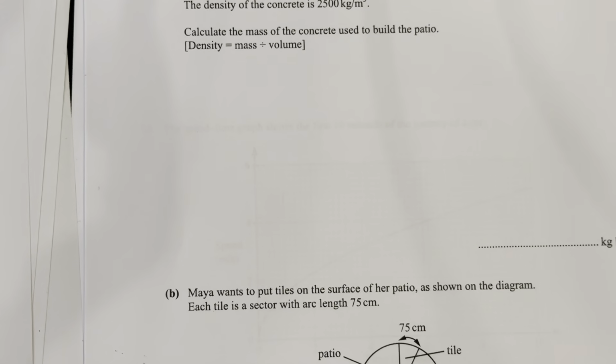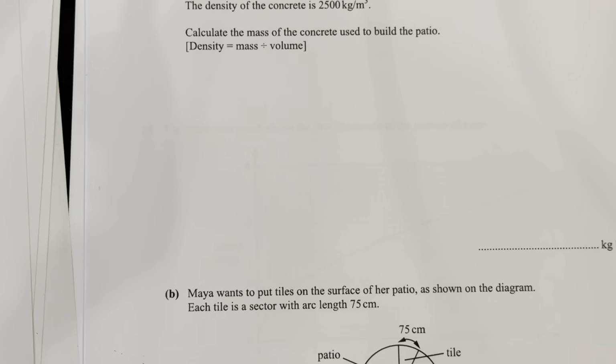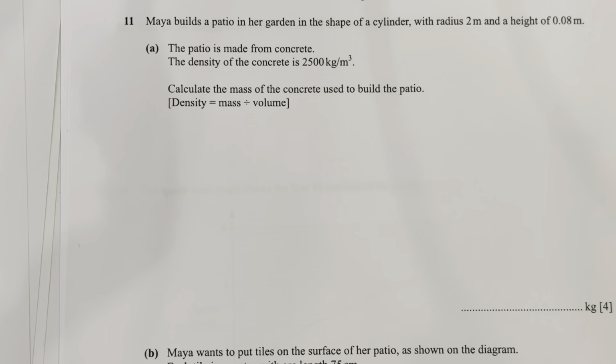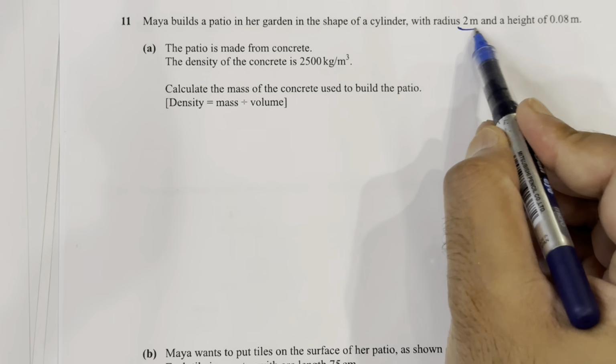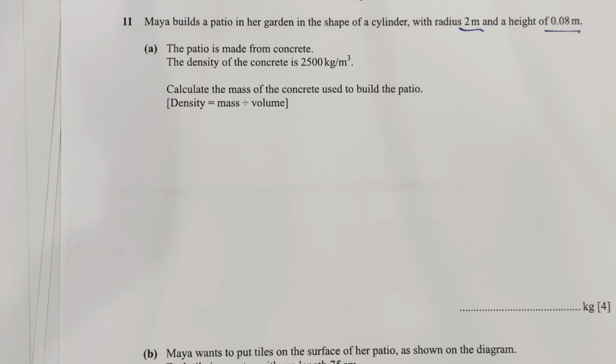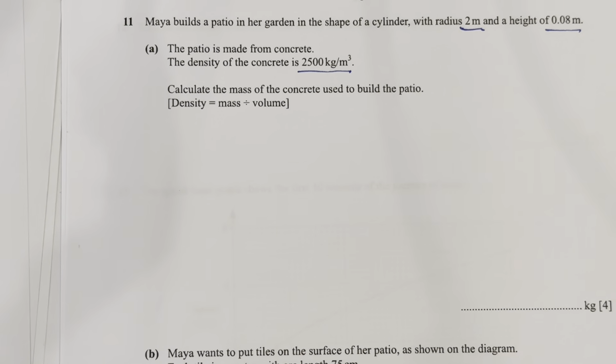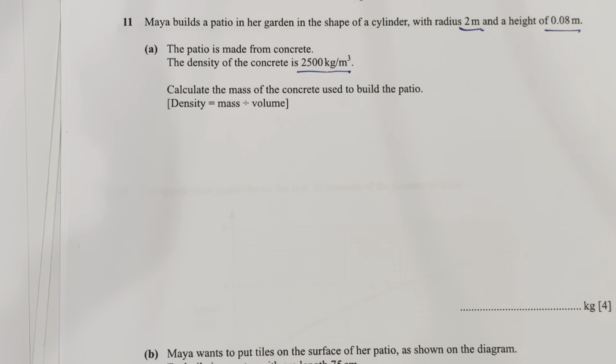Moving to the question number 11. Question number 11 is from the topic of density, mass, and that is used in everyday maths. Maya builds a patio in her garden in the shape of a cylinder with the radius 2 centimeter and the height is 0.08 centimeter. This is an important information. The patio is made from a concrete. The density of the concrete is 2400 kilogram per meter cube. Calculate the mass of the concrete used to build the patio.